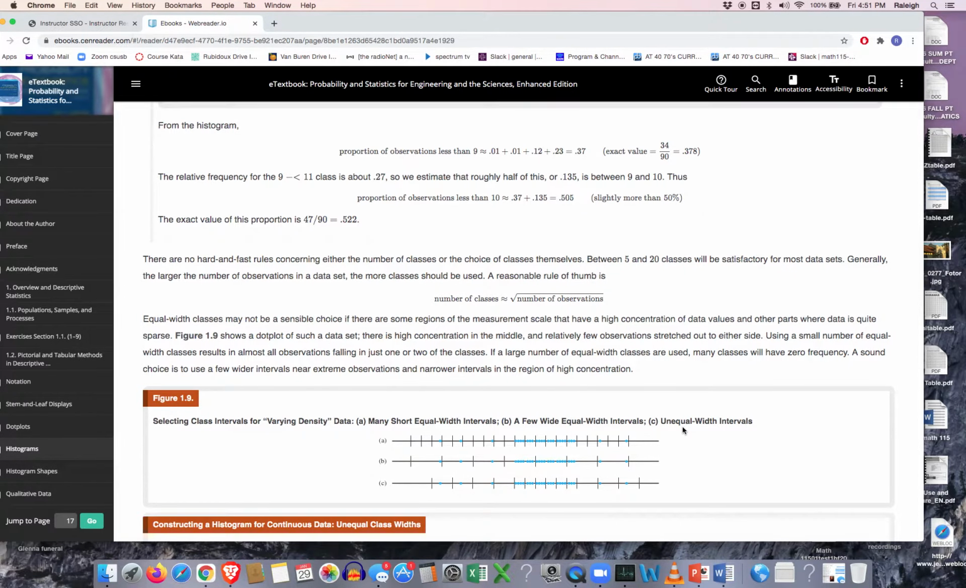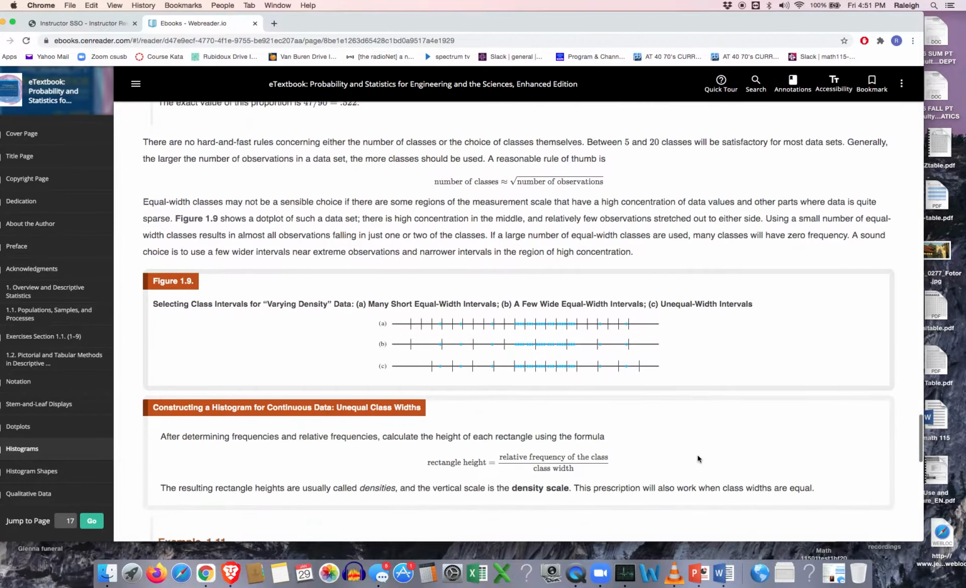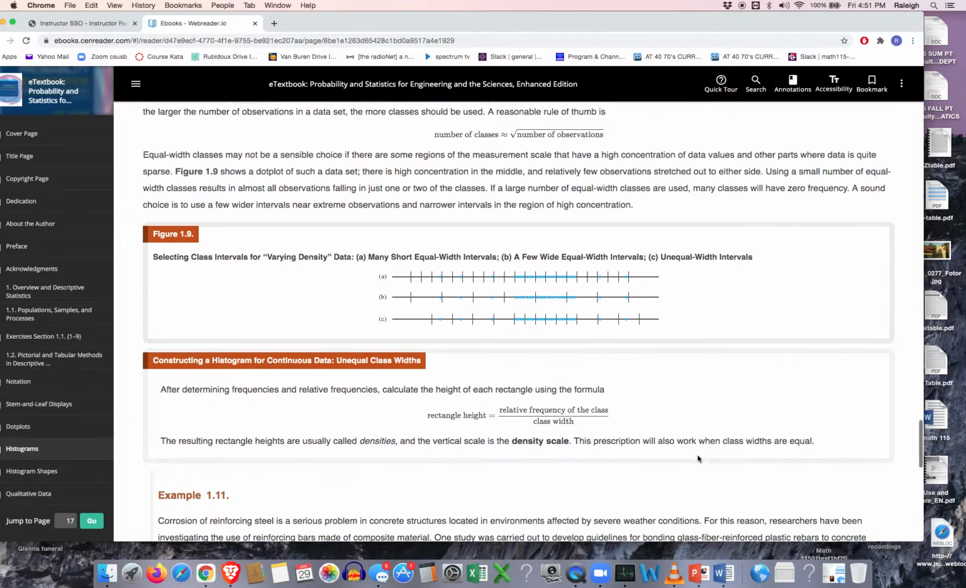Here's a kind of special topic that I don't plan to participate in, but what if we did have equal width items? That's perfectly fine. B is perfectly fine, a little bit wider, and you could have picked that. But then what about unequal width intervals? I don't really plan to cover it. This is more of a curiosity to me.